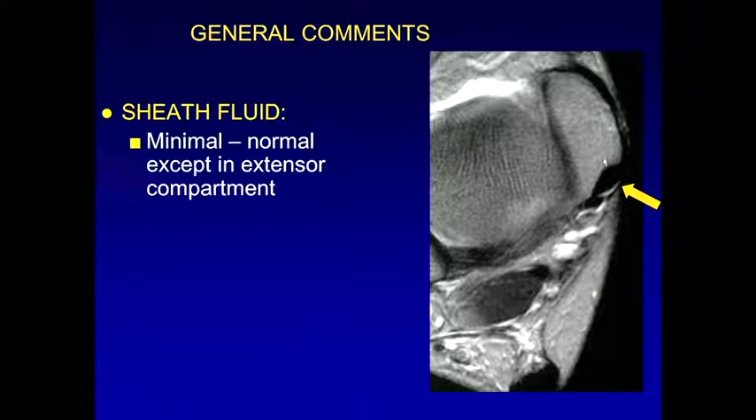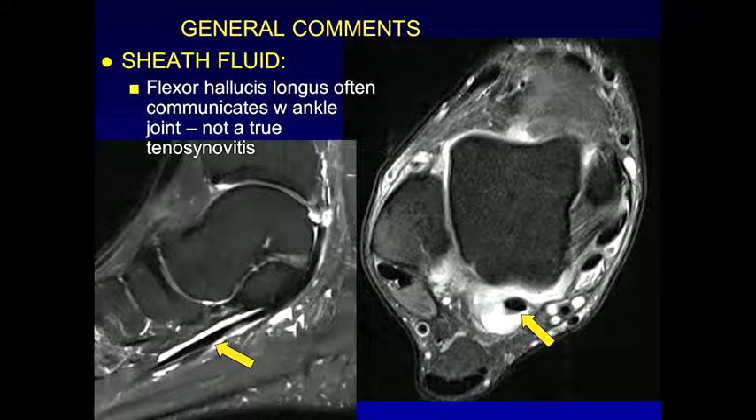Keep in mind that you may have a small amount of fluid within the tendon sheath that is physiologic, that is not tenosynovitis, except when you see it in the extensor tendons. Extensor tendons all over the body usually should not have fluid, and if you do see fluid, it's pathologic. I told you that the flexor hallucis longus often will have fluid within the tendon sheath. This is because it communicates commonly with the ankle joint, and you can have decompression into the flexor hallucis longus tendon sheath. Notice it here.